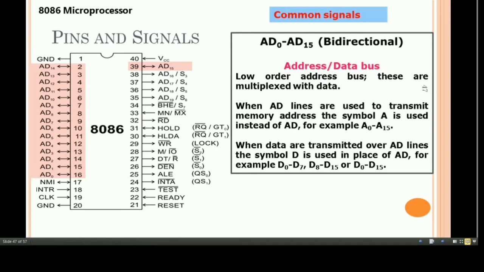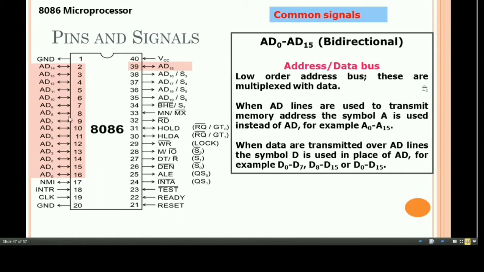So the address and data bus, this is AD0 to AD15, it is bidirectional. As we can see in this diagram, it is bidirectional, means the arrow is incoming as well as outgoing. This AD0 to AD15 is available from pin number 2 to 16 and pin number 39. So it is the low order address bus, and this is multiplexed with the data bus.